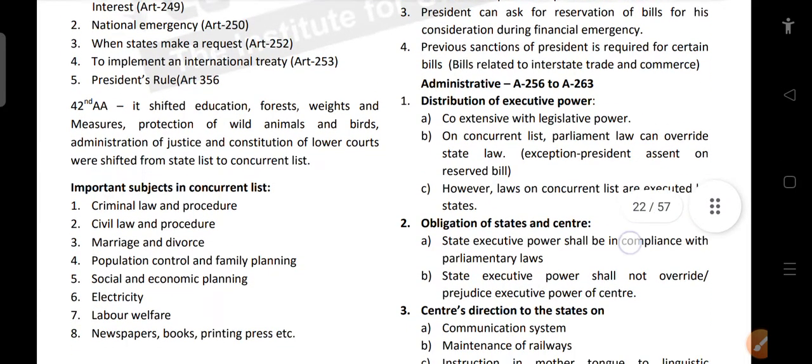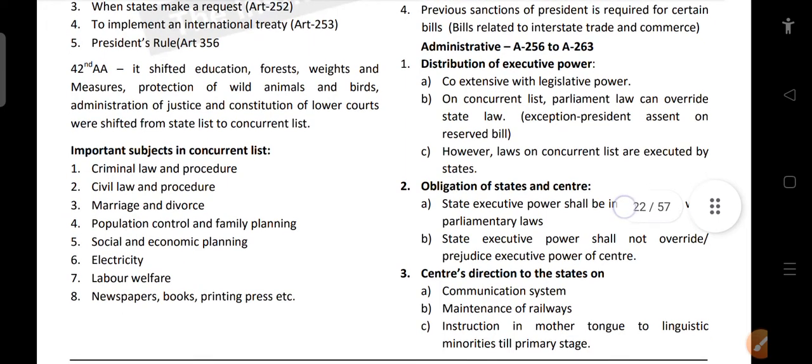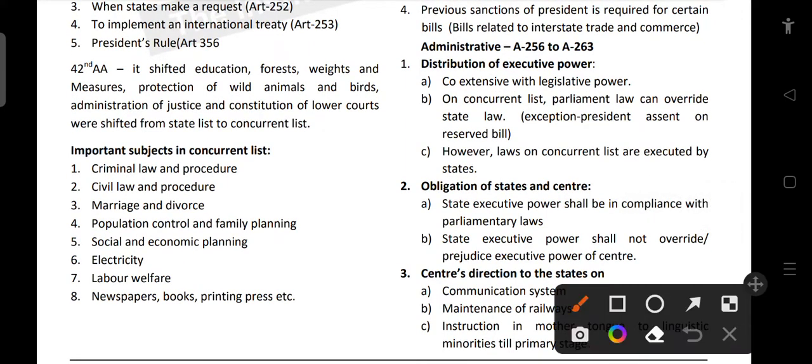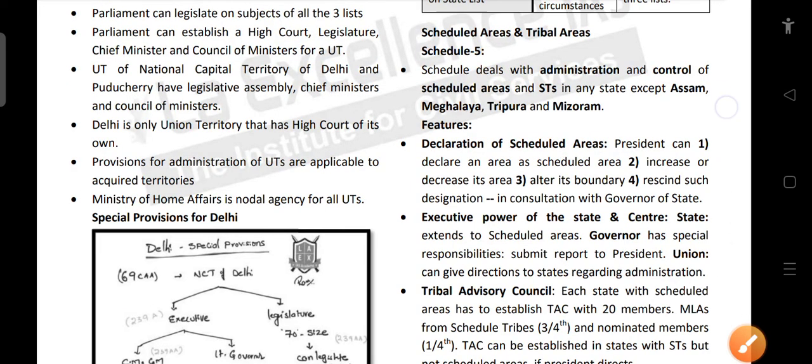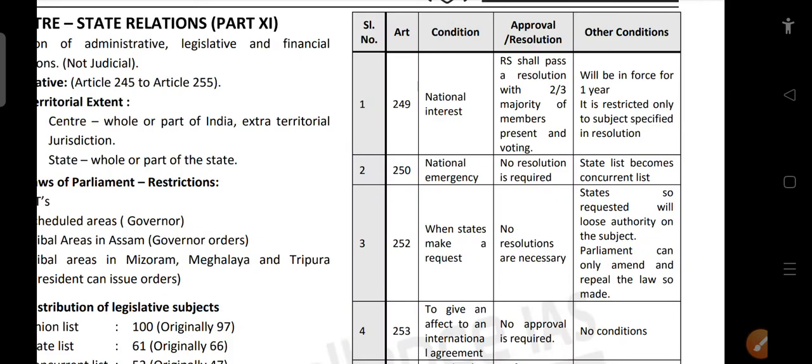Now what are the important subjects in the Concurrent list? The various important subjects are criminal law and procedure, civil law and procedure, marriage and divorce, population control and family planning, social and economic planning, electricity, labour welfare, newspapers, books, printing press, etc. All these things are in the Concurrent list where even the state can make law.